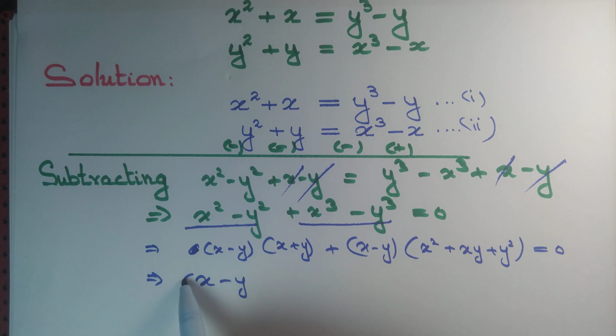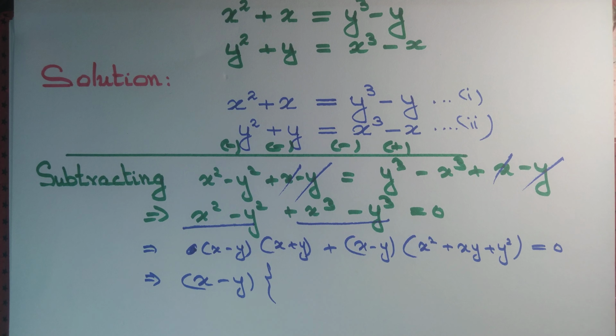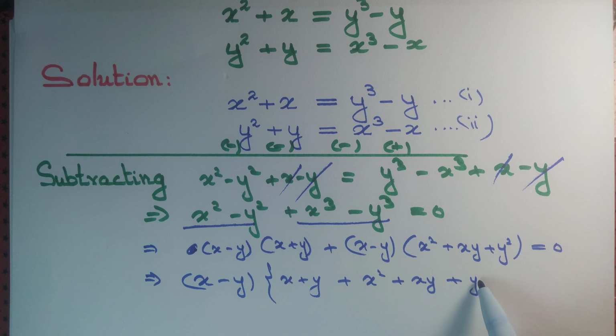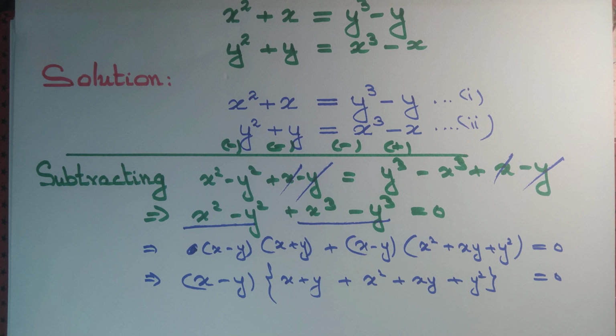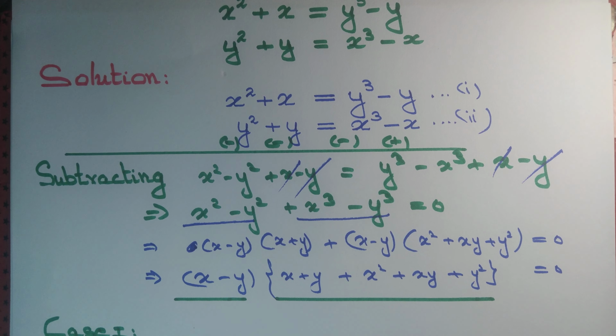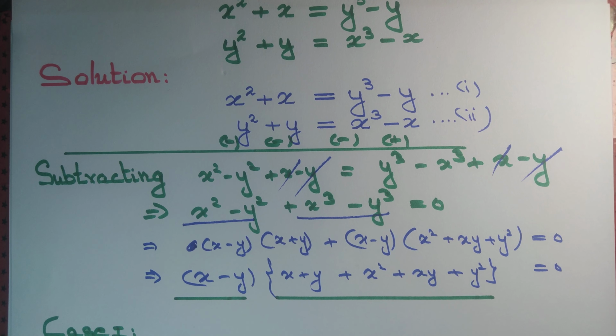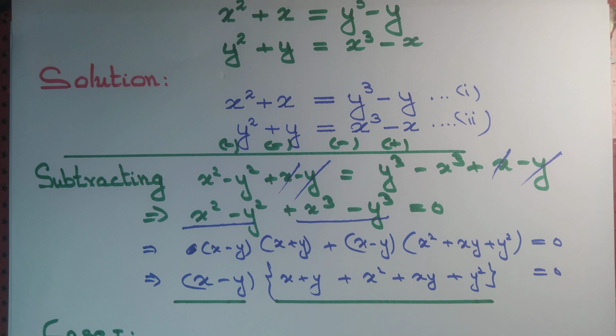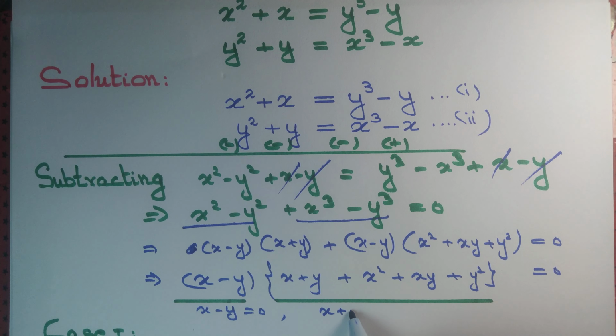Okay, now let's take x minus y common. So when I take x minus y common, I'm left with x plus y plus x square plus xy plus y square equal to 0 as it is. Now you see that we have product of two numbers equal to 0. So one of them has to be 0. Maybe both of them are 0, but at least one of them has to be 0. So I can say that either x minus y equal to 0 or x plus y plus x square plus xy plus y square equal to 0.